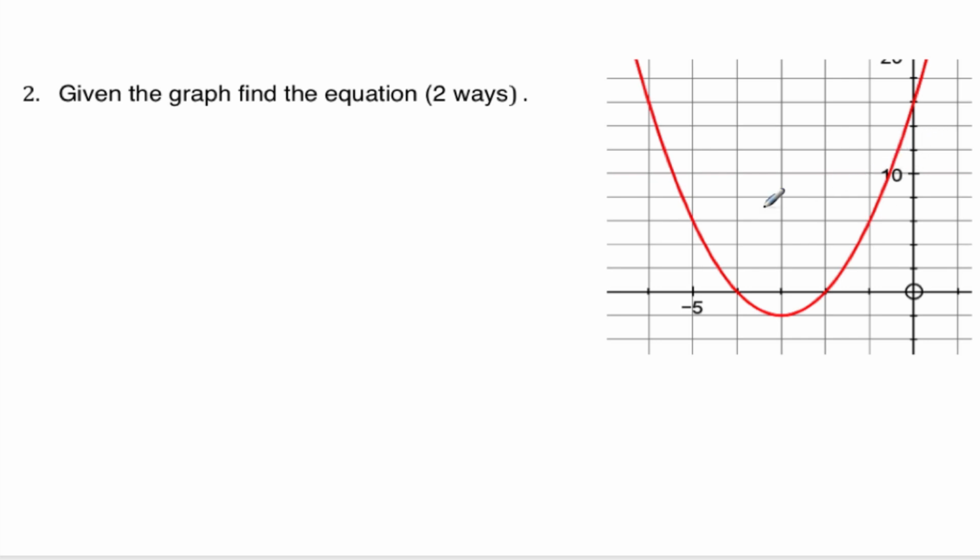We're going to find the equation of this parabola here. I'm going to do it two different ways. The easiest way, my preferred way, is I like the vertex down here. I know that vertex is the point (-3, -1).